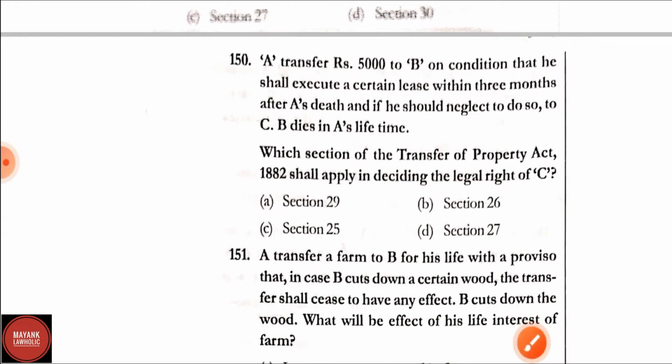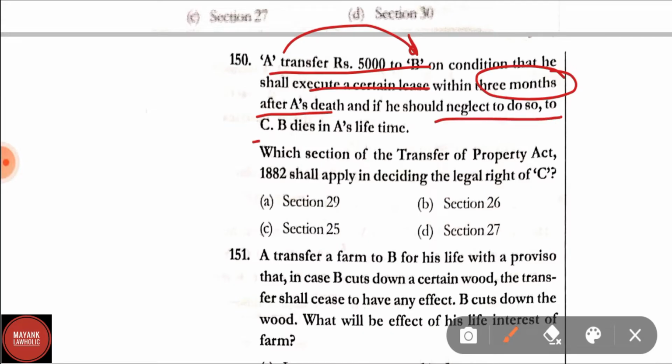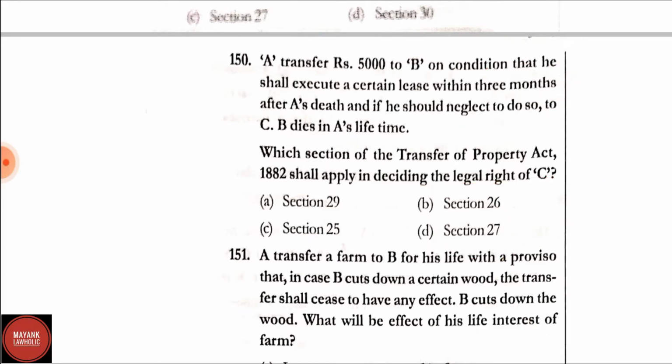Question number 150. A transfers rupees 5,000 to B on a condition that he shall execute a certain lease within 3 months after A's death and if he should neglect to do so, to C. B dies in A's lifetime. Which section of the Transfer of Property Act shall apply in deciding the legal right of C? Options are section 29, section 26, section 25, section 27. Correct answer is option D, that is section 27 TPA.